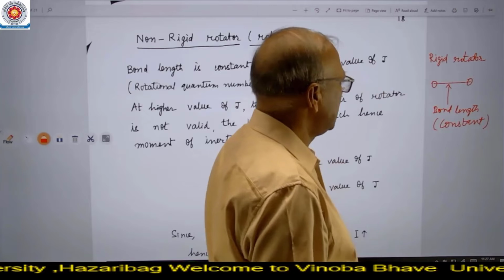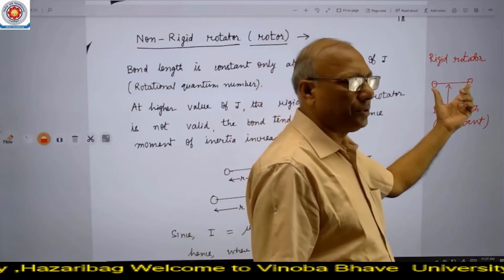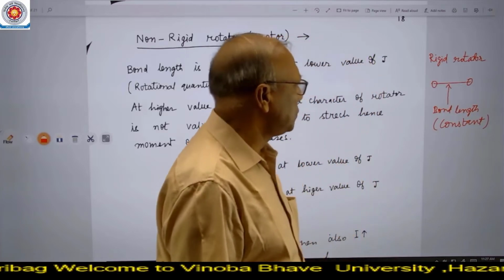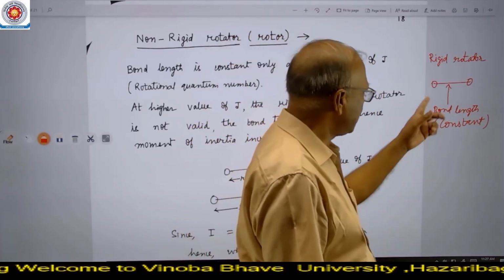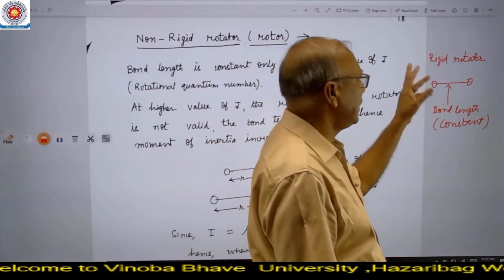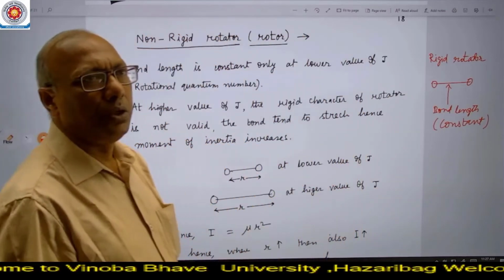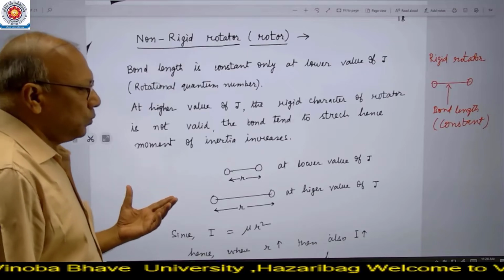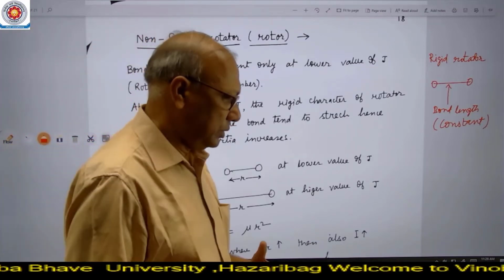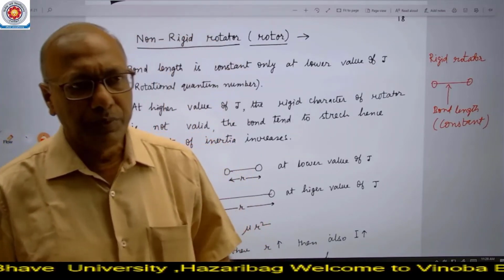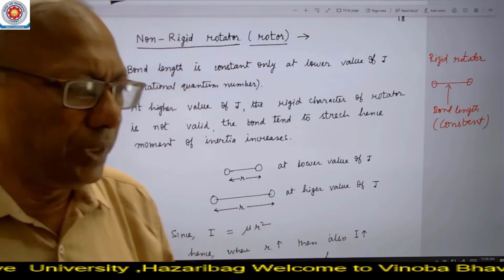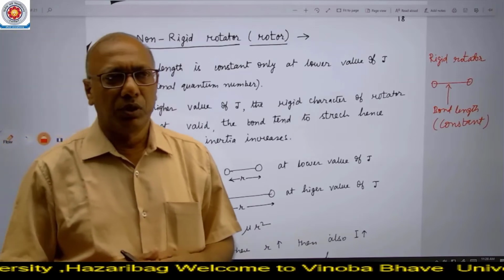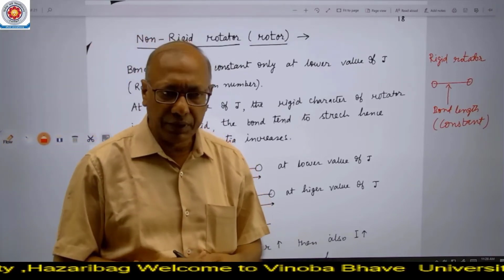So in case of a rigid rotator, the distance between the nuclei of the two atoms of the diatomic molecule, that is the bond length, should be constant, and then it will be called a rigid rotator. So we have assumed that the distance between the two atoms in a diatomic molecule is always constant, but it is not so.